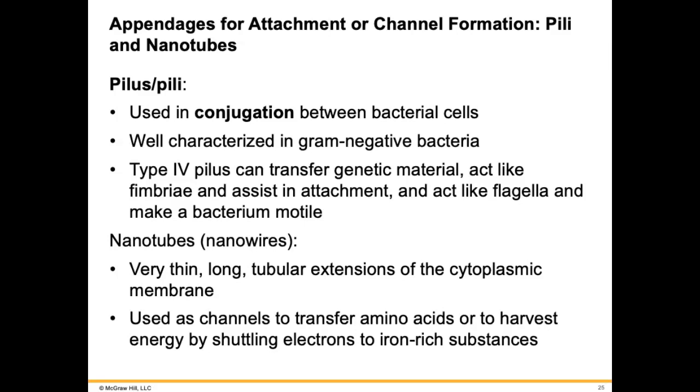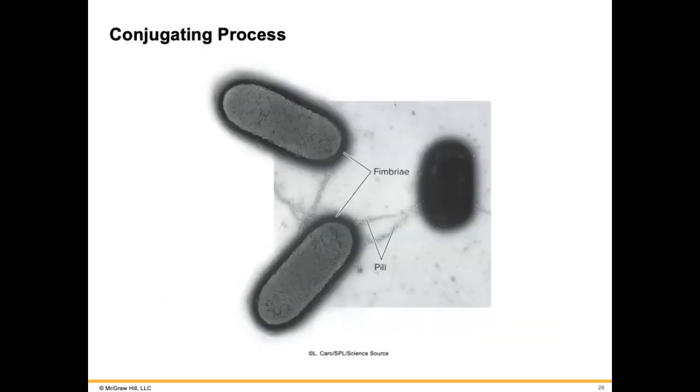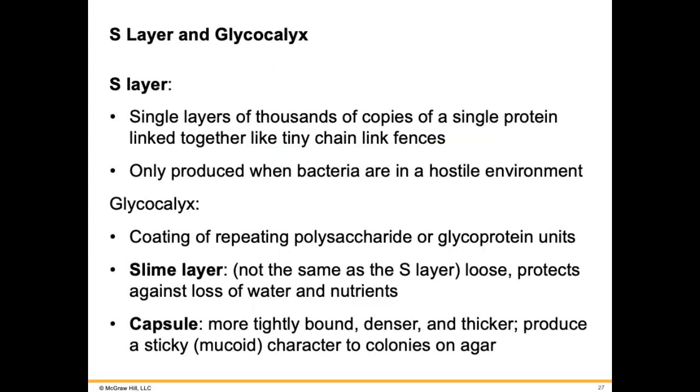Nanotubes or nanowires are very thin, long tubular extensions of the cytoplasmic membrane, and they're used as channels to transfer amino acids or to harvest energy by shuttling electrons to iron-rich substances. There's a picture of a couple of bacteria with some fimbriae and also some pili. When I say the fimbriae are kind of like Velcro, or like felt, which will stick to felt, I think of this as a layer of that felt. It's kind of cool stuff. These are actual images of bacteria.